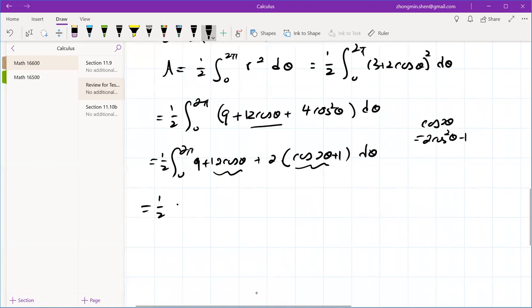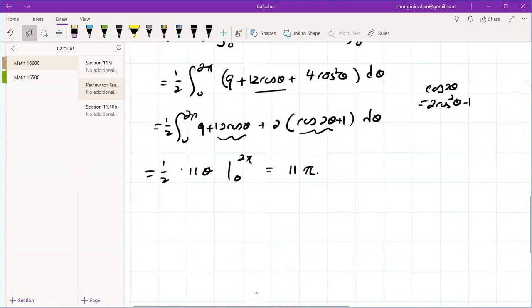Yeah, it's 11 plus the left, so 11 theta, integral from 0 to 2 pi, and 11 pi. So that's going to be the answer. Okay.